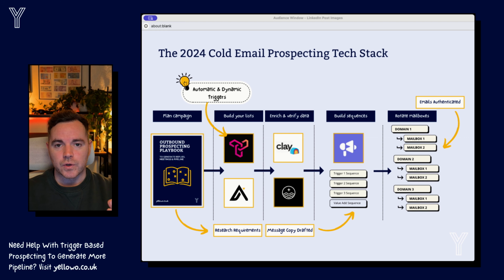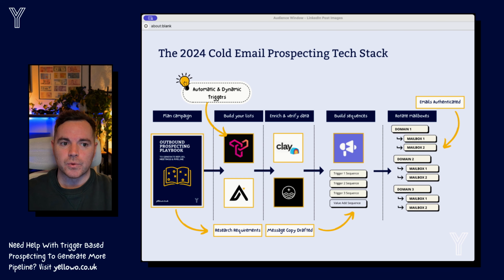Now this involves you coming up with a hypothesis and an angle about who you want to send the messages to, what you want to say, and then how you can find these prospects and what data sources you can use. Once you've done that campaign planning, it gives you all the information that you need to follow the next steps. The second step is building your list.